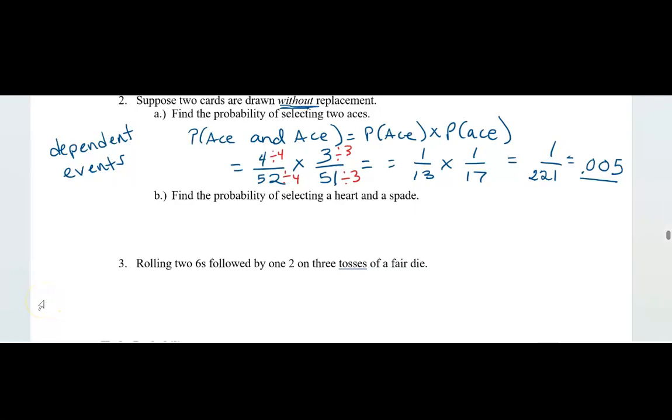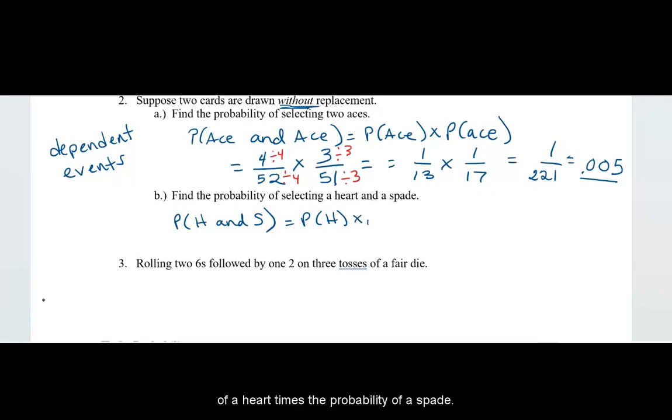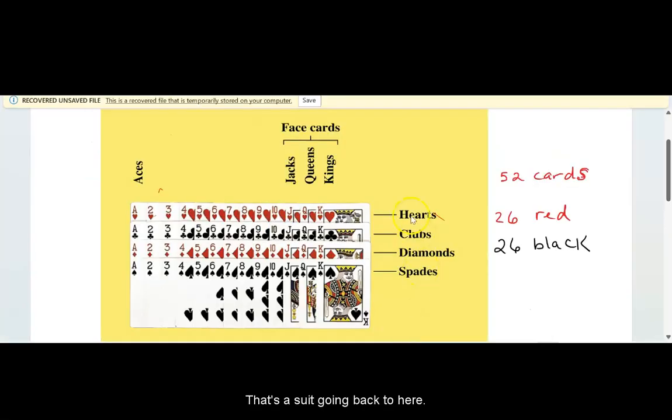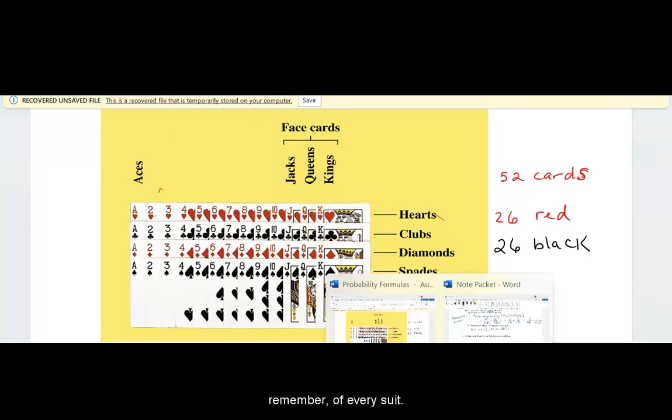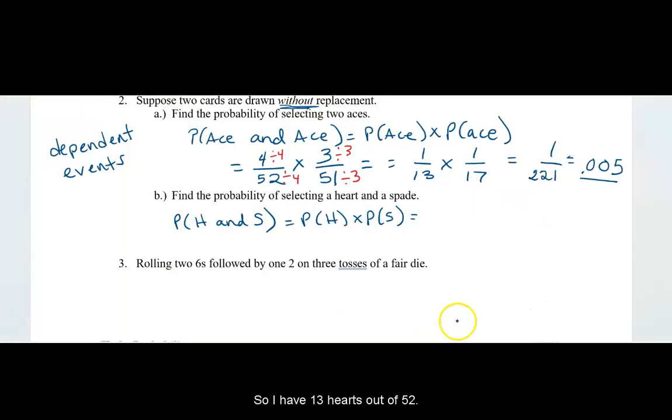Let's try B. Find the probability of getting a heart and a spade. Okay, we know that's the probability of a heart times the probability of a spade. How many hearts? Again, that's a suit. Going back to here, here's your hearts, and there's 13, remember, of every suit. So I have 13 hearts out of 52.